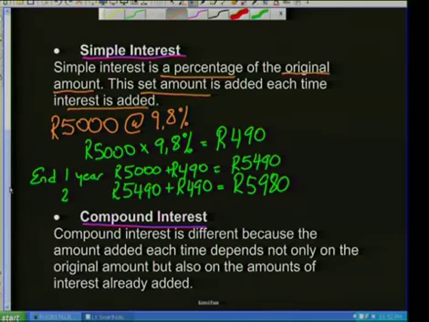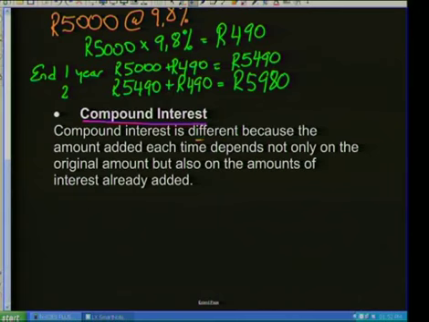If you are borrowing money, this is what you would like to pay back. If you are saving money, then honestly you would like compound interest. So let's go through and explain compound interest. Compound interest is different because the amount added each time depends not only on the original amount, but also on the amount of interest already added. In fact, you are earning interest on interest.